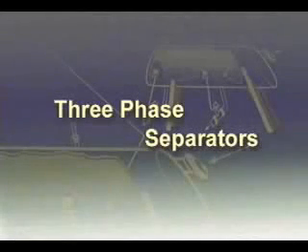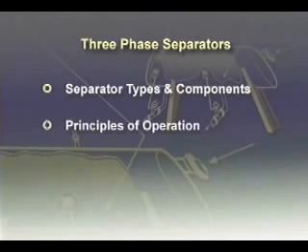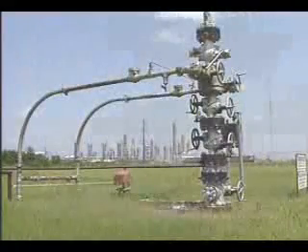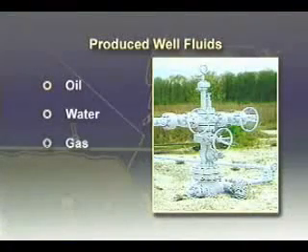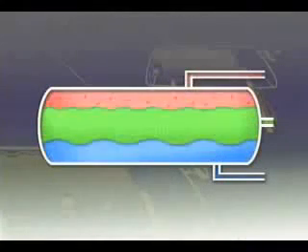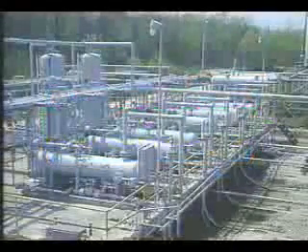This module on three-phase separators describes separator types and components, principles of operation, and design procedures. Produced well fluids typically consist of varying amounts of oil, water, gas, and sediment. The first step in processing these fluids is to split them up into their individual components. This generally takes place at some type of separator.